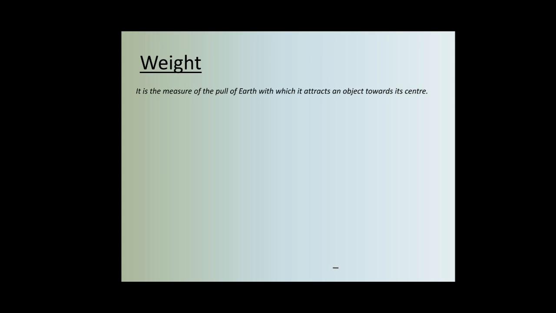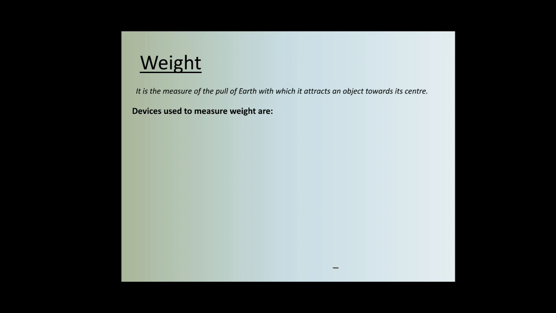Why does it come down? It is because of the pull of the earth. The earth's pull attracts everything towards its center. That measure of the pull of the earth is called the weight of an object. The amount of pull of the earth is called the weight of an object.